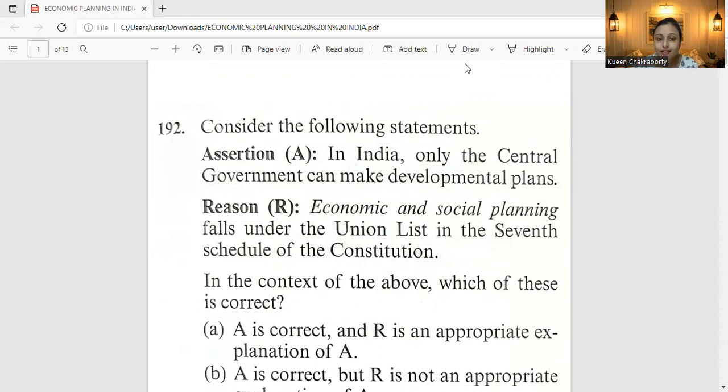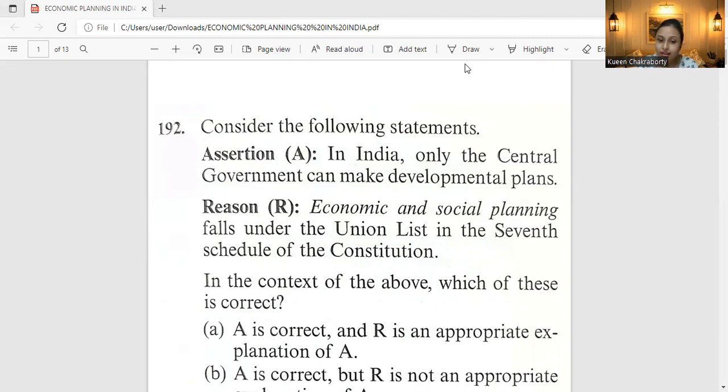So this is: consider the following statements, and we have two statements. One is the assertion and the other is the reason. The assertion: in India, only the central government can take development plans. And the reason: economic and social planning falls under the union list in the 7th schedule of the constitution. So in this context, which of the above statements are correct?